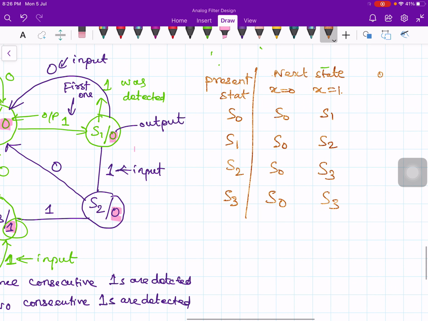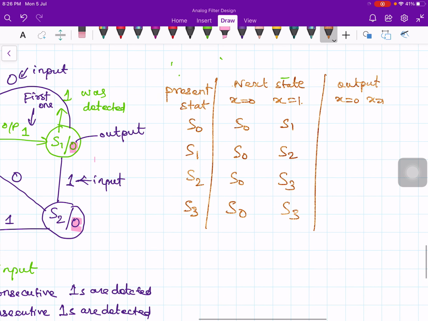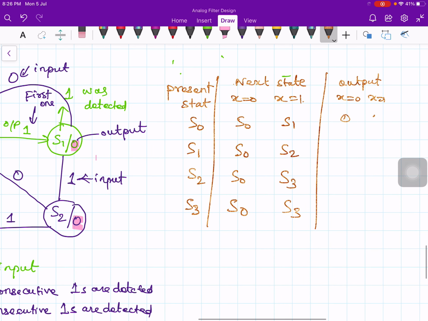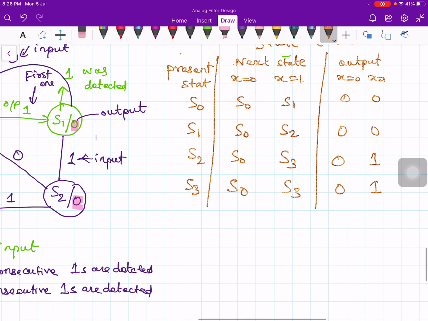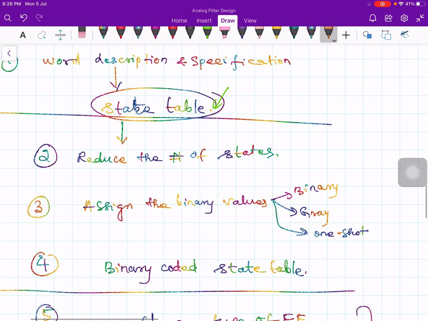Now let me write down the output. Output again for x equal to 0 and x equal to 1, then everywhere 0 except when S3 is reached. So this is my state table. Now assign the binary values. Second step. So what is the second step here?